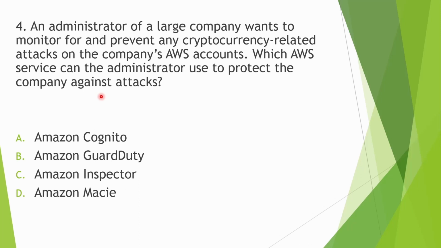Next, coming to Inspector. Now Inspector is proactive and GuardDuty is reactive. And Macie uses machine learning to discover and protect sensitive data, and not attacks. So GuardDuty is the answer. Why? Because GuardDuty is the one that protects you against cryptocurrency-related attacks. So if you see cryptocurrency attacks, the key point is GuardDuty.